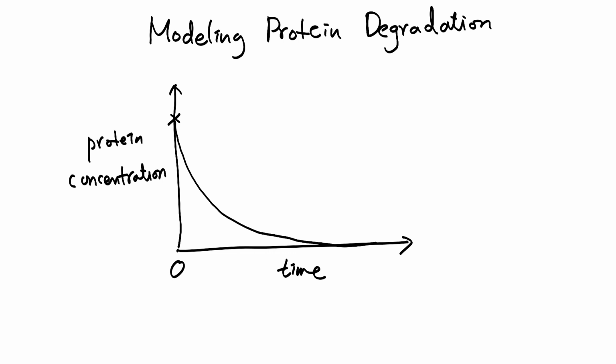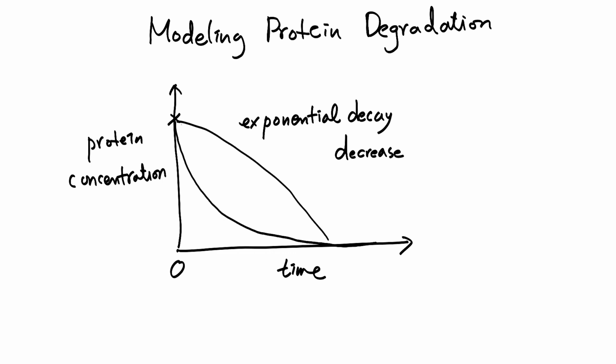Everything is degraded. This pattern is called exponential decay or decrease. This is a typical pattern when protein is degraded inside a cell, when there is no production. When degradation happens, we don't see this pattern or this pattern, but this exponential decrease. Now the question is, how can we model this mathematically?